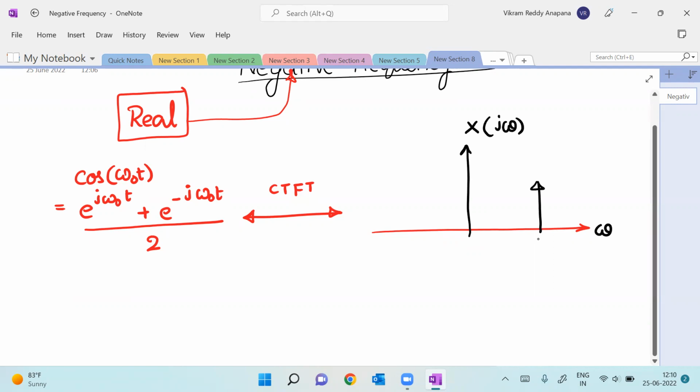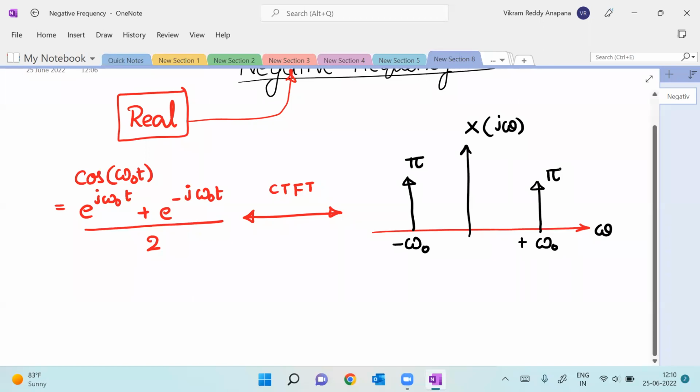At omega equal to positive omega naught, and at omega equal to negative omega naught, you have two spikes of amplitude pi, or these two are delta functions. Okay, so this is a single tone component. Single tone means the spectrum has a single frequency component.